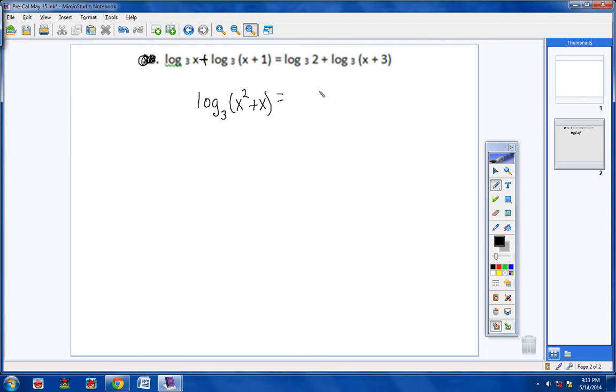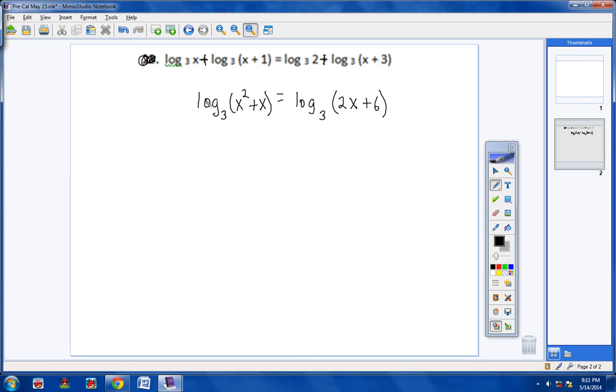Now, I have 2 logarithms over here. Is there anything to the left? No. Anything to the left? No. Are they both base 3? Yes. Are they both adding? Yes. So I'm going to write log base 3 of, multiply your arguments, 2 times x is 2x, 2 times 3 is 6. And now we're doing really well.